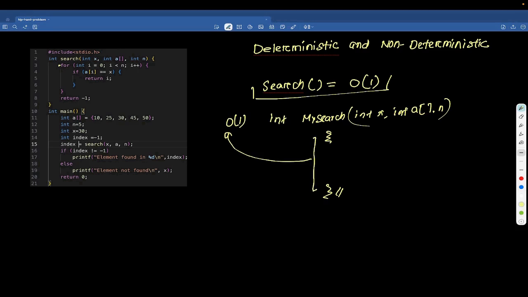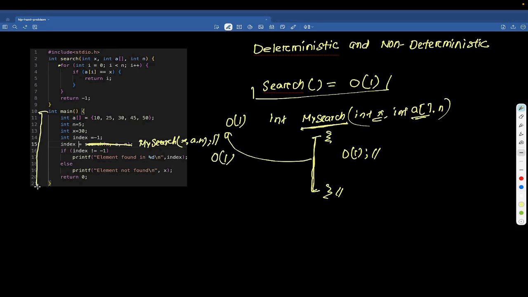But the problem is we do not know how this my search algorithm will find the element in the array in order of one, or constant, time. That we do not know at this moment, but I am claiming that I will be able to find a function which will search the given element x in the array in constant time. Here, instead of the search algorithm, I will call my search algorithm with all the values x, a, and n. Then this will be computed in order of 1.